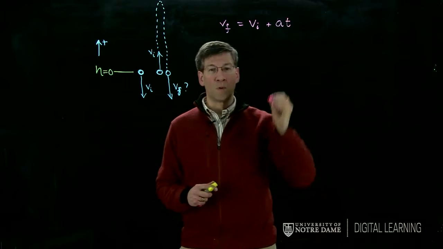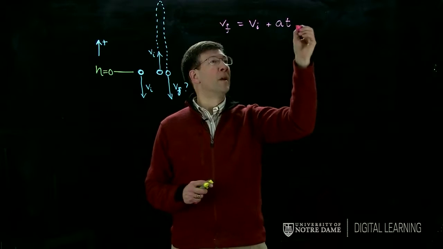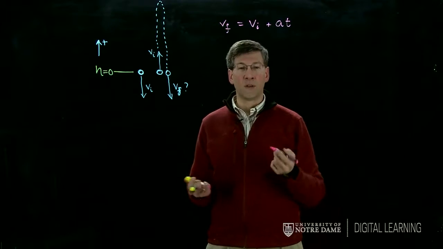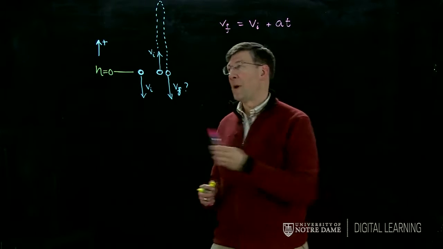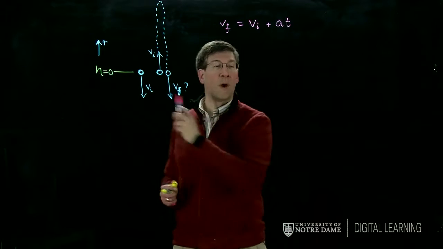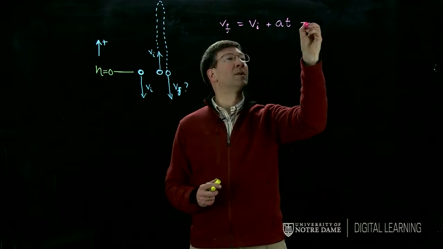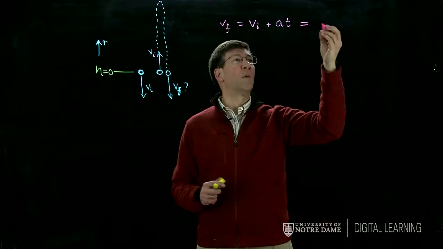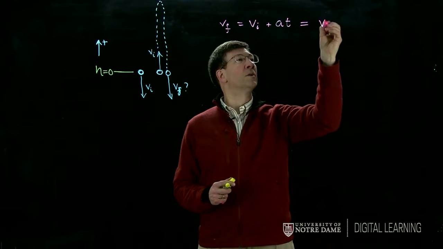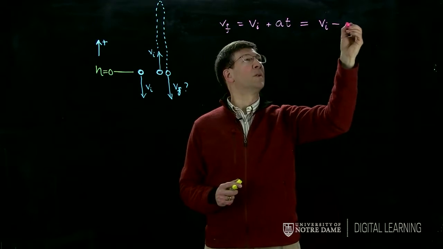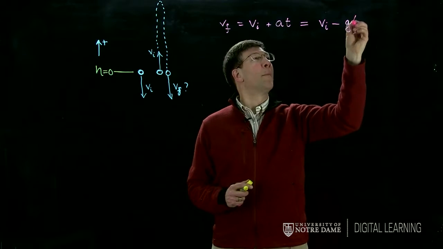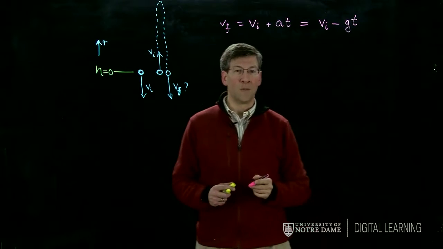the acceleration times time. So here's one of our kinematic equations again. In this case, we know what the acceleration is. It's gravity. But we've defined the positive direction to be up, so I'm going to give that acceleration a negative sign because it points in the negative vertical direction. If I rewrite this, I can write it as the original velocity minus the gravitational acceleration times time.